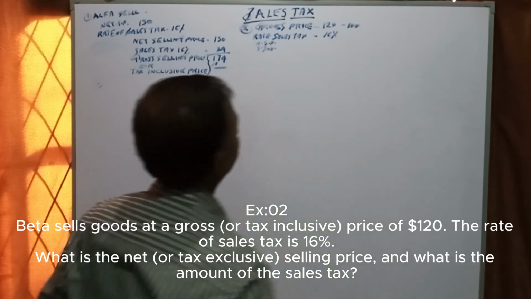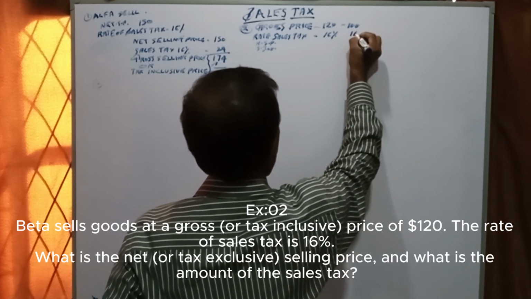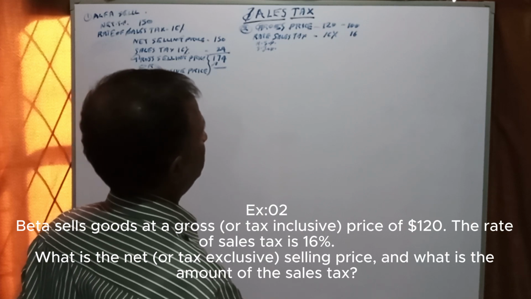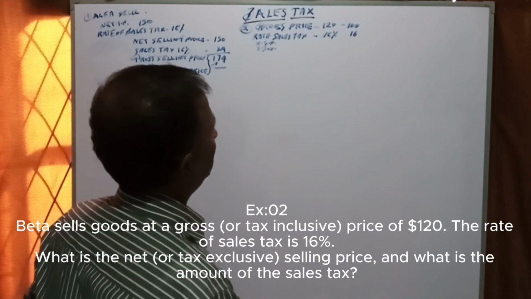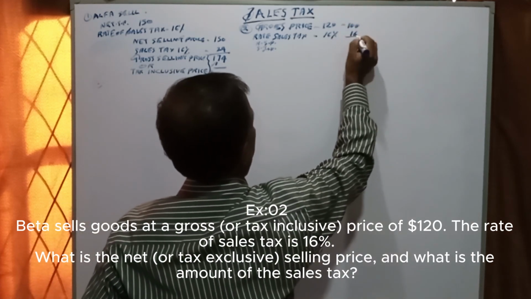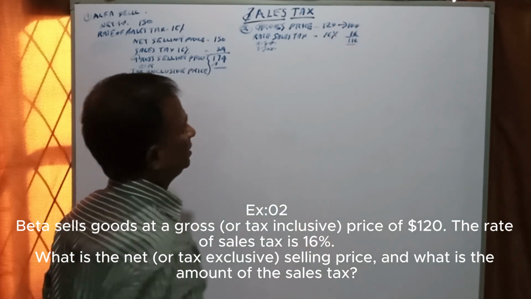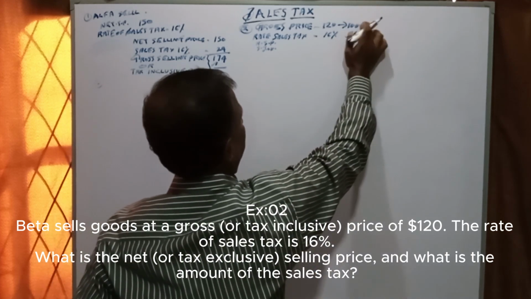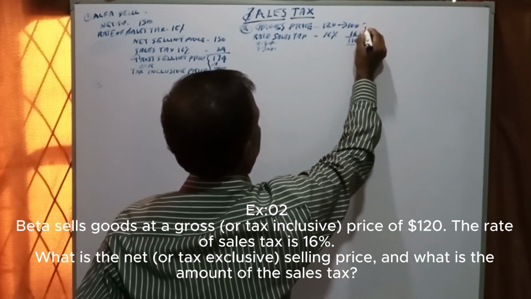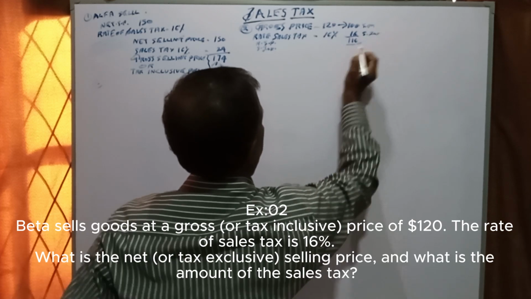Then you are adding the 16 percent sales tax: 100 plus 16 percent is 116 percent. This includes the selling price plus the sales tax.